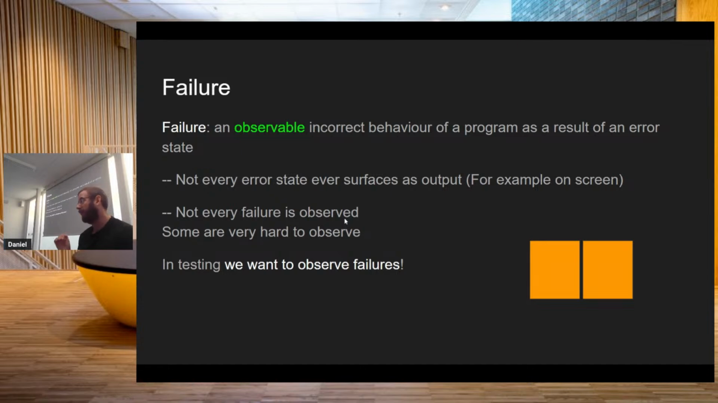So if I were looking at my bank account and it was just 2 kronor more or 2 kronor less, I would not observe that. If it's 1,000 kronor, I might observe it, right? If it's 10,000 kronor, I'm definitely going to observe it. Where did my money go? Right? If it's two öre, I would never observe it, right? So some things are hard to observe, like these two orange colors, even if we could observe that there are different colors here. So yeah, in testing, we want to observe failures. We want to know if there is a failure.